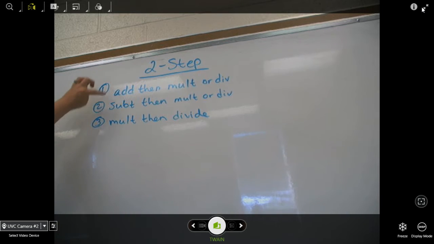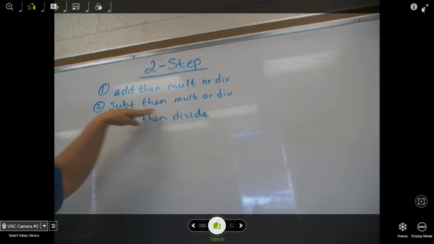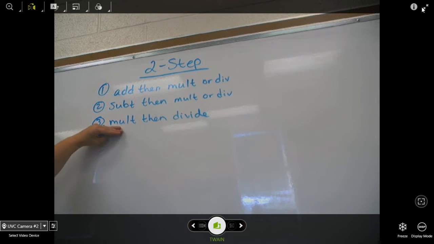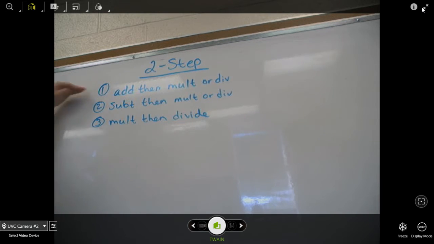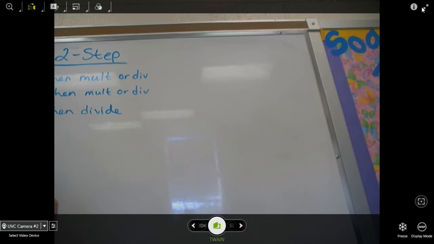Notice you always add or subtract before you multiply or divide, okay? And then you always multiply before you divide when that's step 3. Okay, so these are your 3 possible scenarios. So those are our possibilities, okay? So let's look at an example.